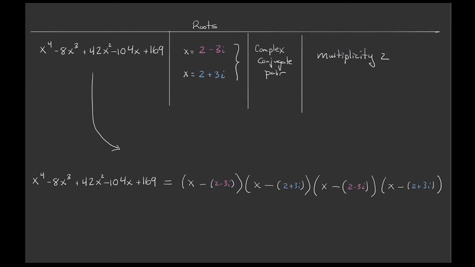So the important things to keep in mind for roots are whether they're real or complex. And if they're complex, they're always going to come in a pair. And how often either the complex pair is repeated or the real root is repeated. Or said another way, what's its multiplicity?